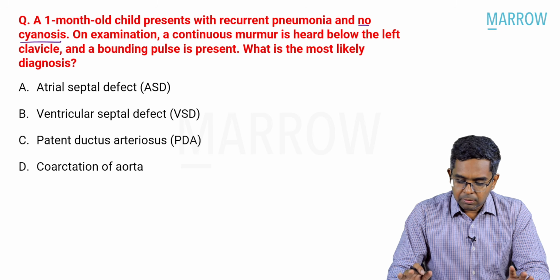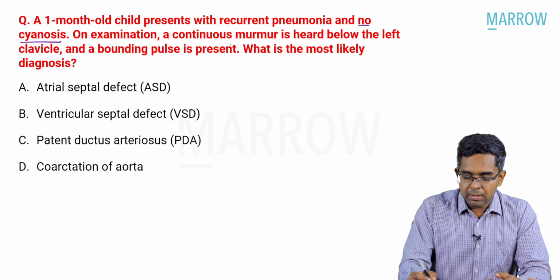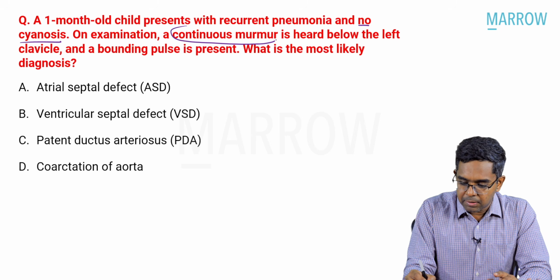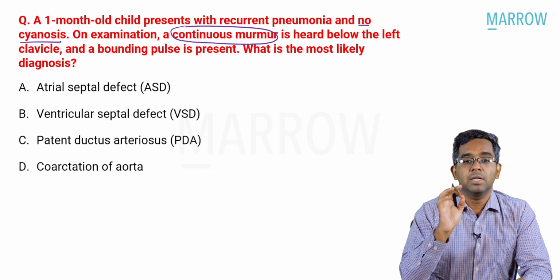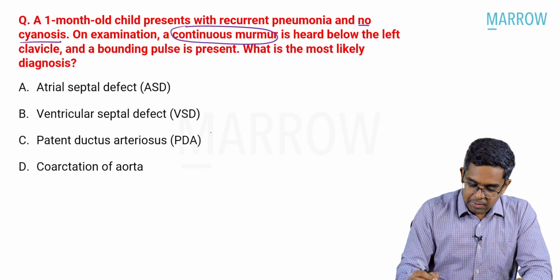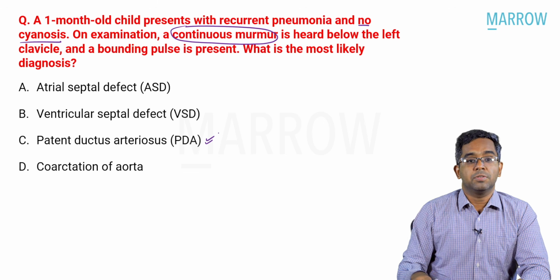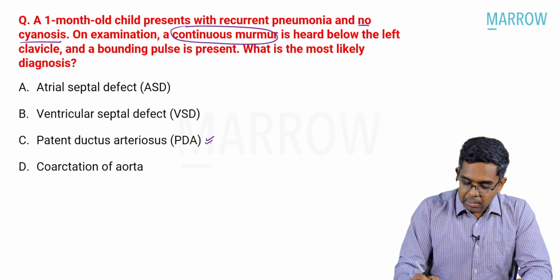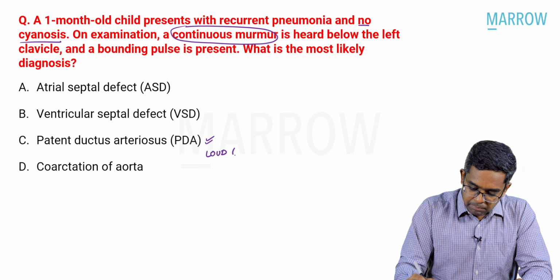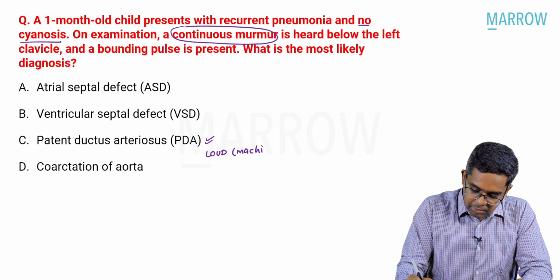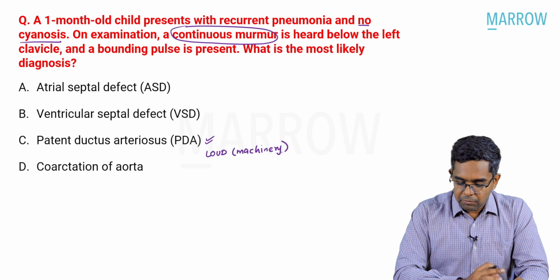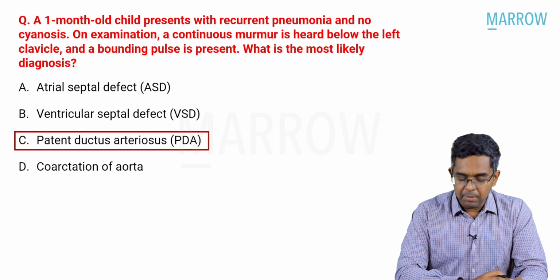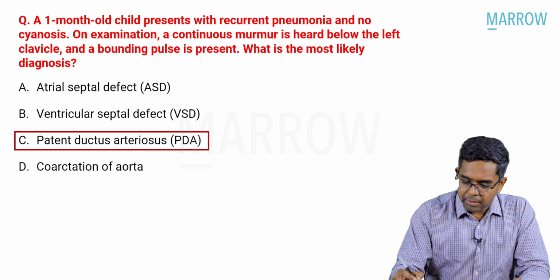Now, the clue for this question comes from the continuous murmur below the left clavicle. That means the infraclavicular area, and there is only one diagnosis there. What is that? It is patent ductus arteriosus. We know the classical murmur: a loud murmur, also called the machine-like murmur, and it is a continuous murmur. So it's a very straightforward answer. It is PDA only.